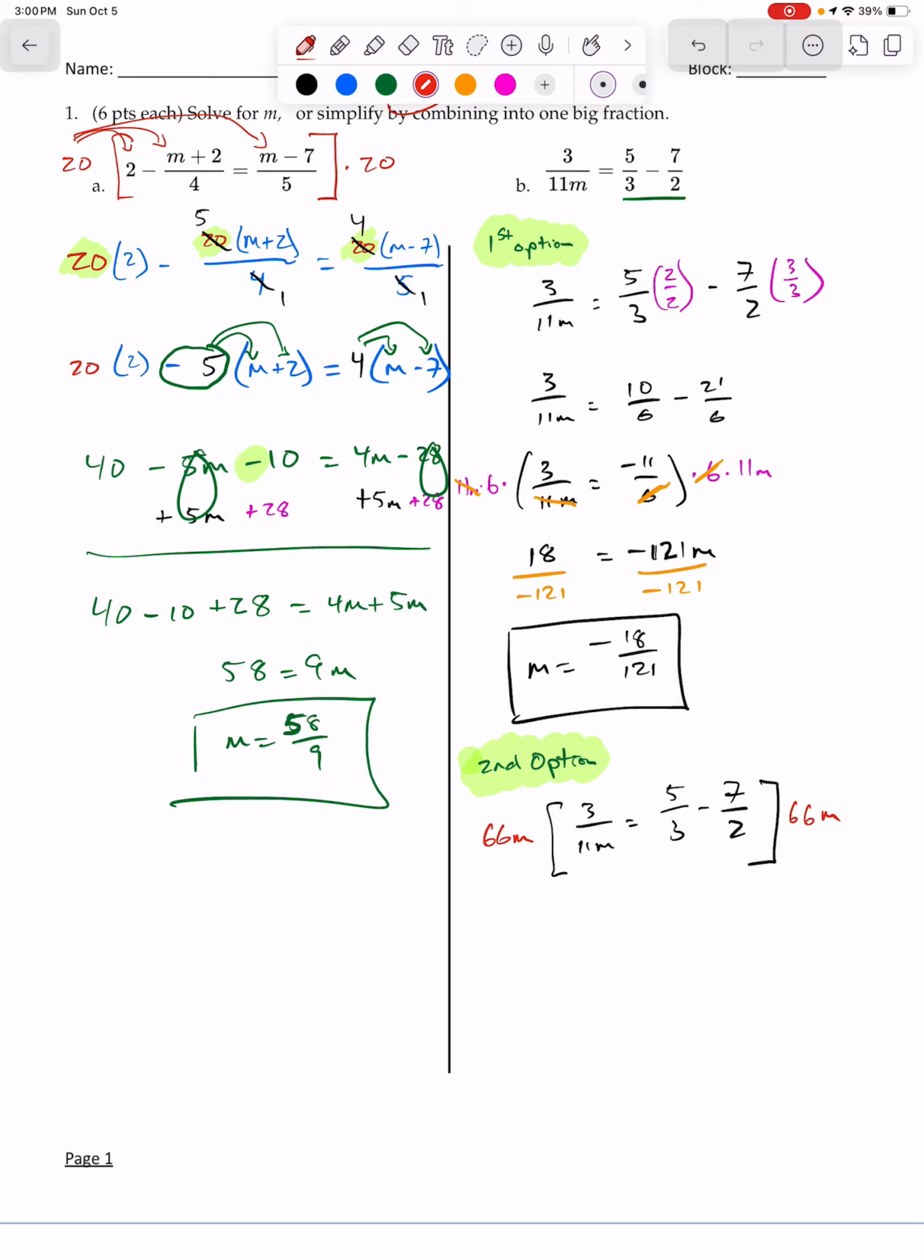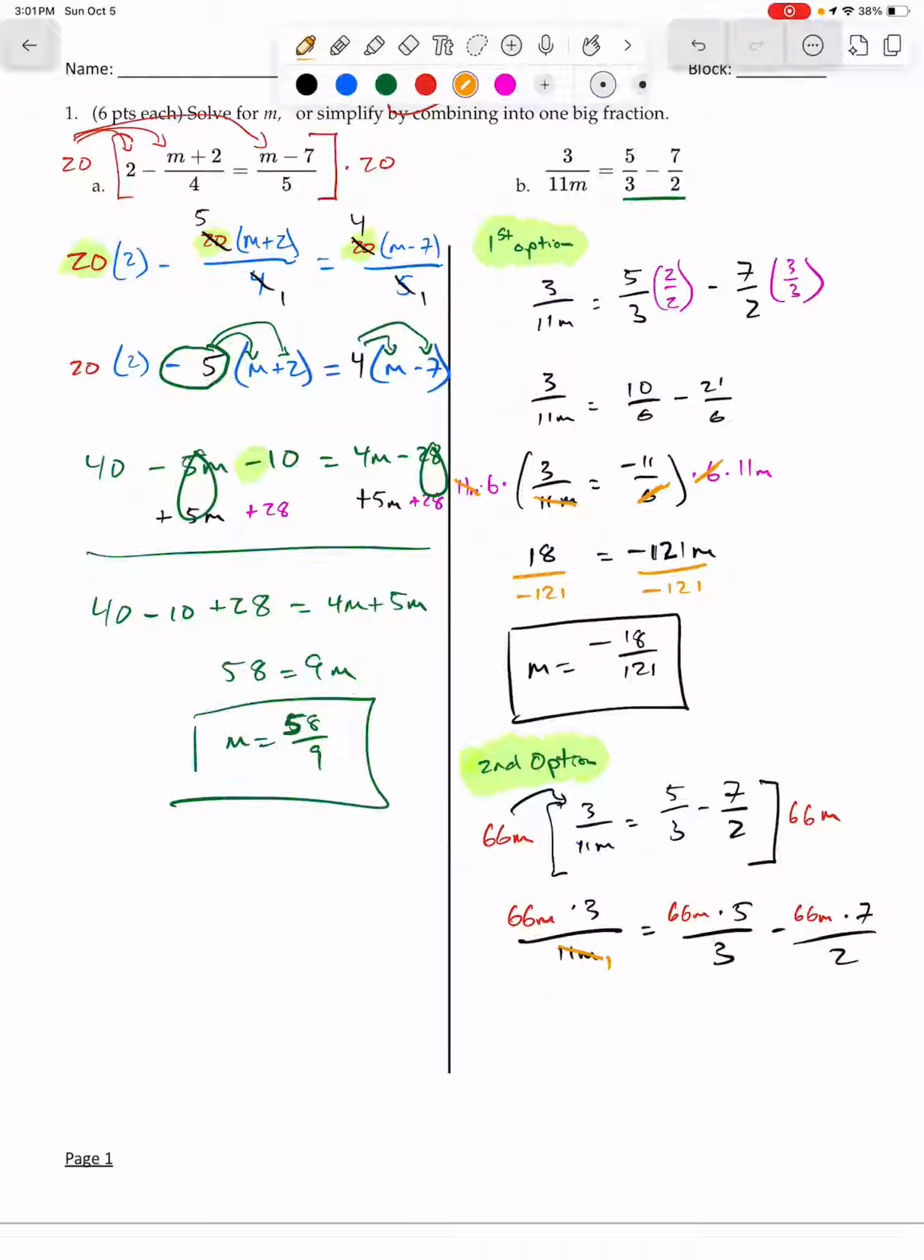When I multiply through here, let's do the halfway point here. So 66m, I'm going to multiply that times 3 over 11m equals 66m times 5 over 3 minus 66m times 7 over 2. And so I can divide out some things.